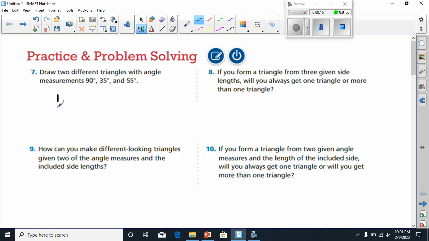Well, as I remember, 90-degree angles are right angles. And then we could have it come out like this, and we could say this is 35. And this is 55.